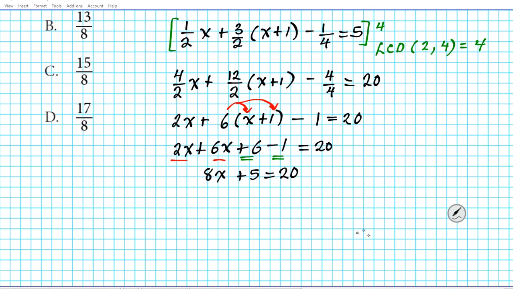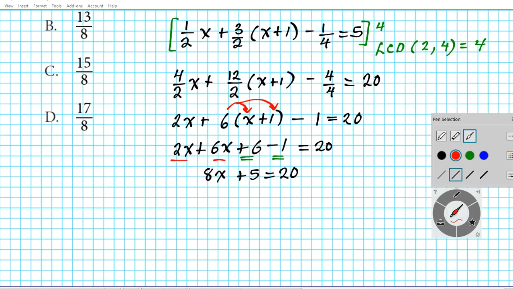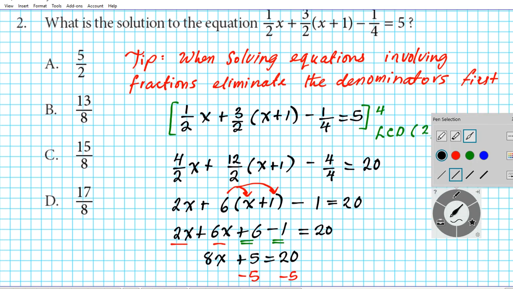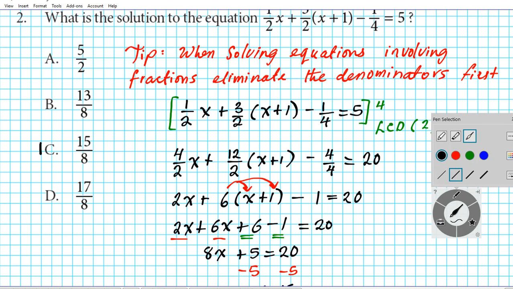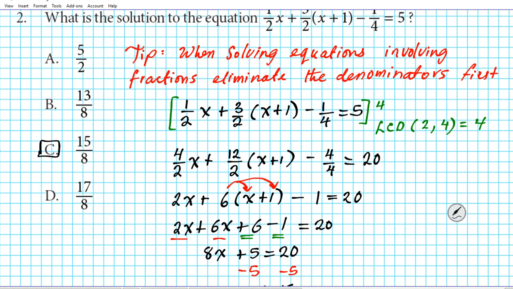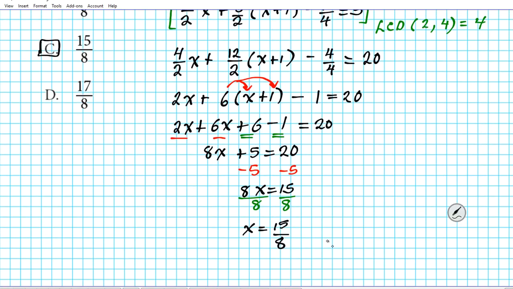Now to finish this off, we will simply subtract 5 from both sides of the equation. And then that gives us 8x equals 15. Final step, divide both sides by 8. And we have our final answer, x equals 15 over 8. The answer to question number 2 is option letter C. Okay?